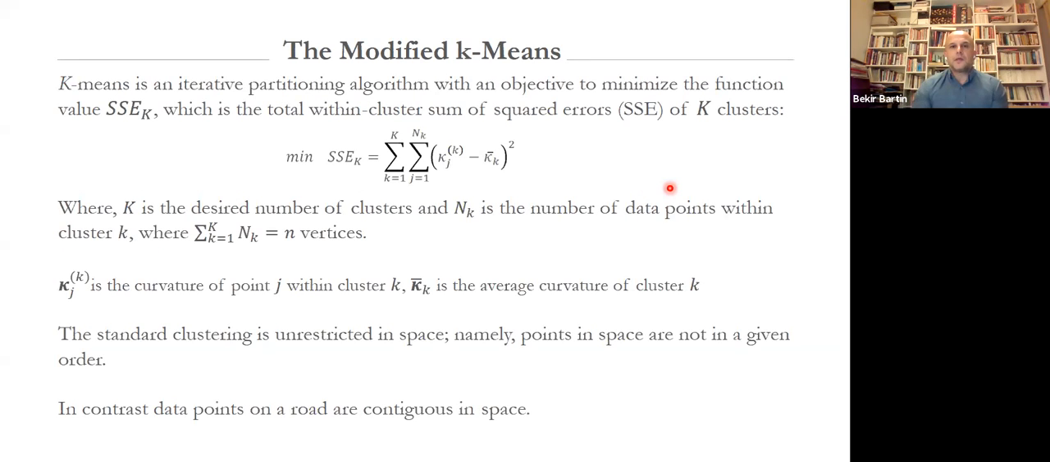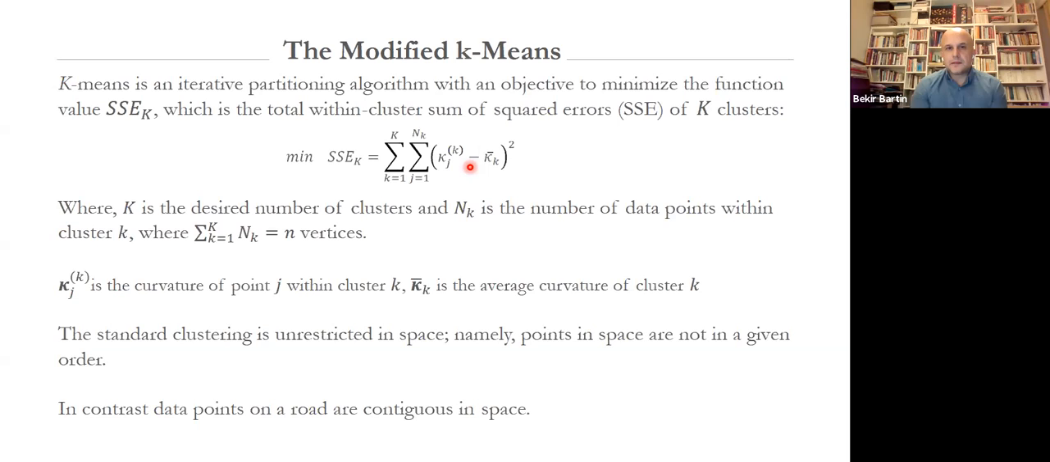Now, for this specific purpose, I'm using modified K-means. K-means is an iterative partitioning algorithm, and its objective is to minimize the total sum of squared errors. If you have K clusters, this is the curvature value of the kth cluster, which is the average curvature value. So we're trying to find the within-cluster variance, and we want to minimize the SSE value.